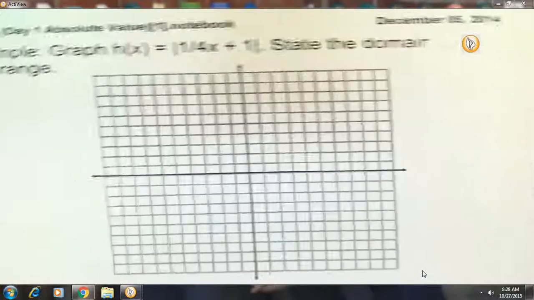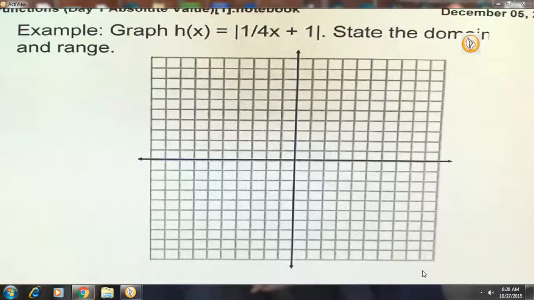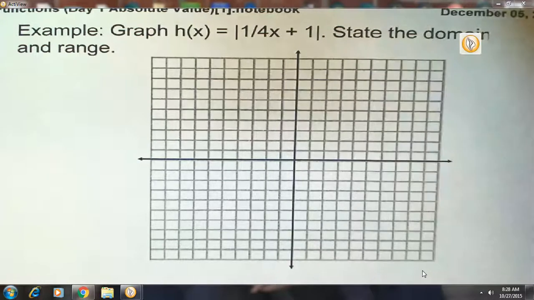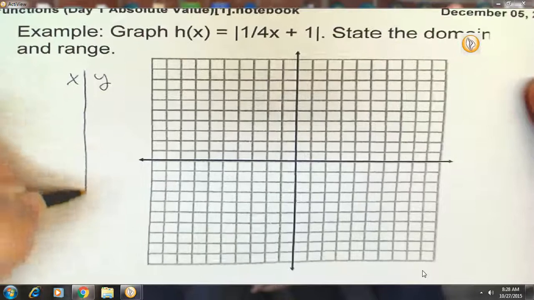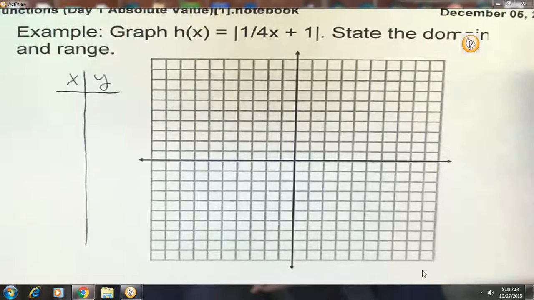Alright, let's move over to the back side. Let's do some more. This time we're graphing h of x equals the absolute value of 1/4 x plus 1. State the domain and range. I'm going to start by doing an XYT chart.